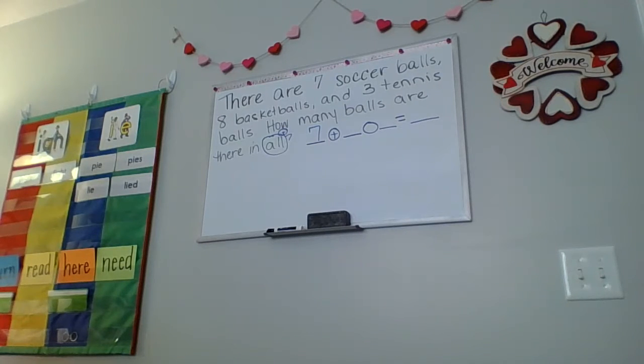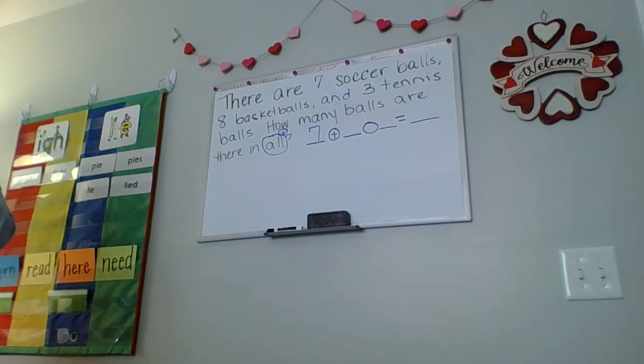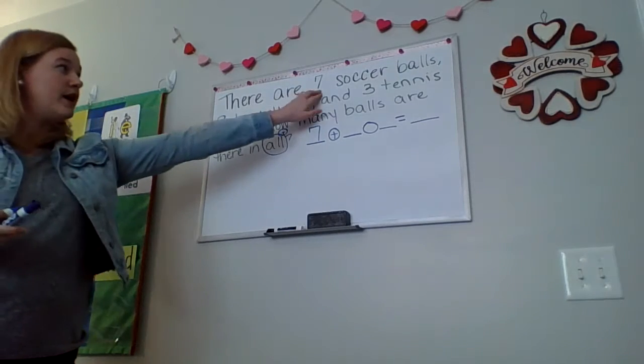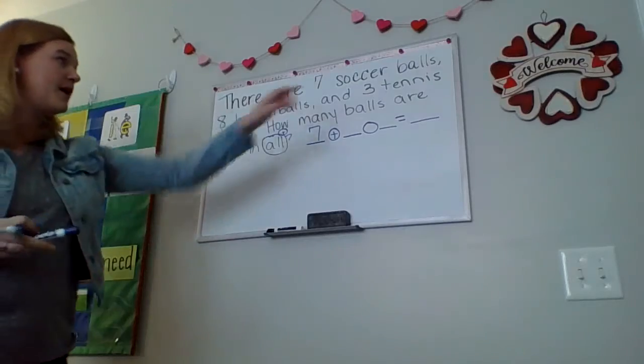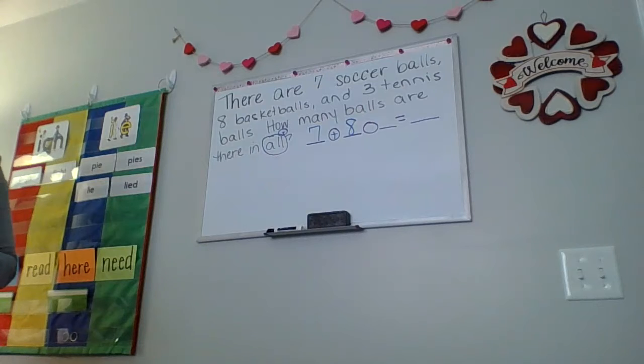7 plus... Alani, what's my next number? How many basketballs are there? 19. I want to know what my next number is in my equation. Look here. 8. There are 7 soccer balls, 8 basketballs, and 3 tennis balls. My next number is 8. What's my next operation? Addition or subtraction?